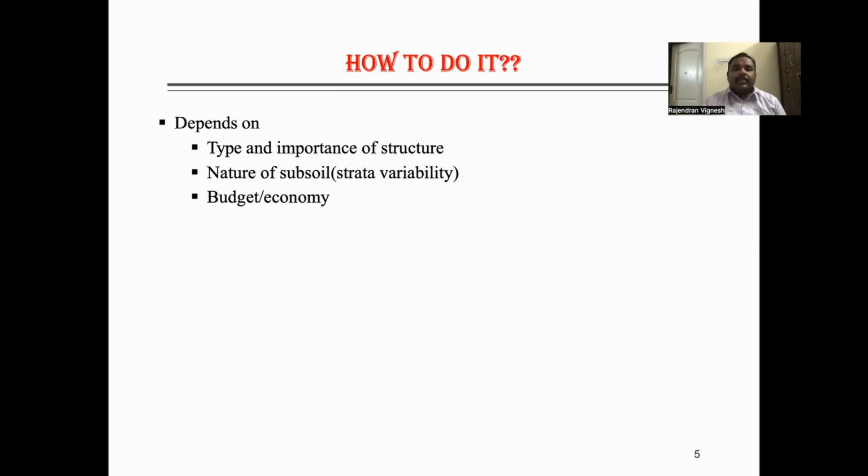Nature of the subsoil or strata availability. Already we have discussed the different layers of the soil. So we need to identify each subsoil, and then we have to decide what type of soil investigation is to be done. And the next one is budget. Budget plays a crucial role in all the different types of structures. So based on the budget also, we can go for the soil investigation.